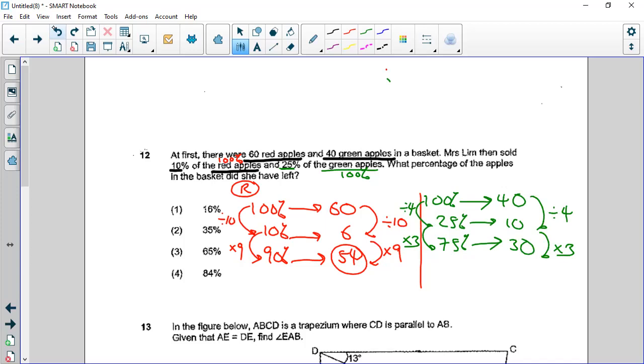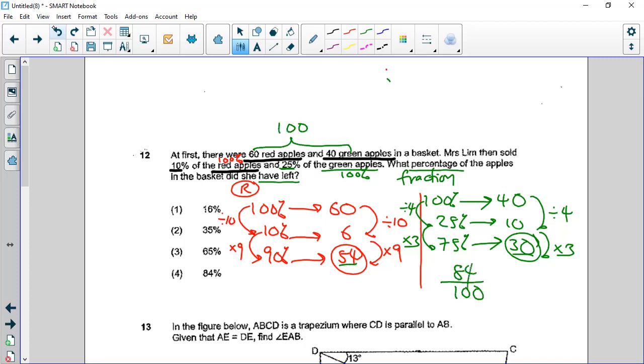So how many green apples are left? Your 30 green apples left. Okay, so what percentage of the apples did she have left? Now to get the percentage, what do we do? We always try to get the fraction first. Remember, always get your fraction, then you convert to percentage later. So what fraction of all the apples, which is how many apples at first? 60 plus 40. So what fraction of all the apples did she have left? 54 plus 30, that will be 84 over 100.